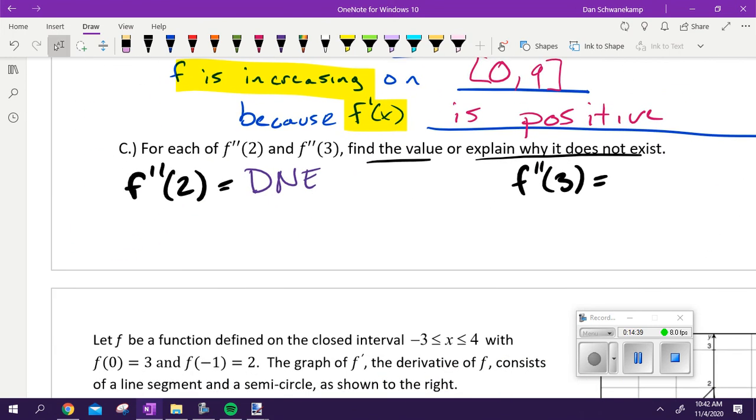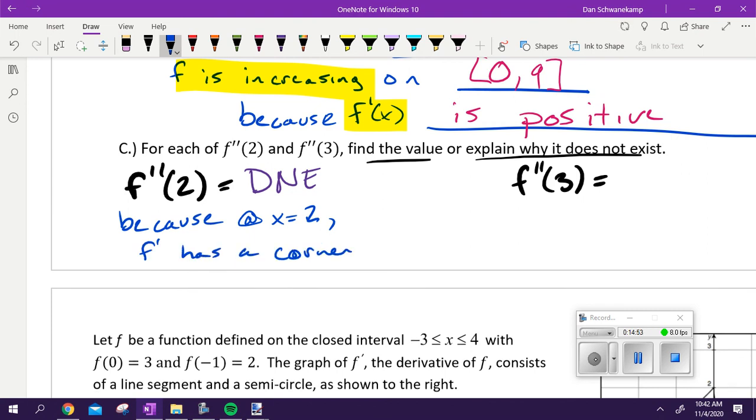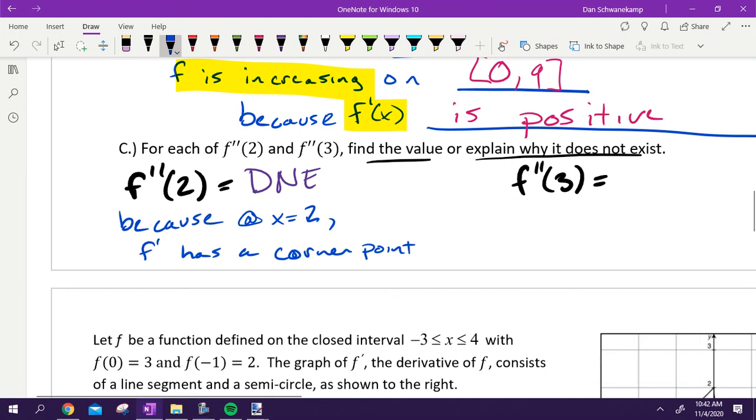F double prime at 2 does not exist because at x equals 2, F prime has a corner point. Nothing fancy about that answer. I'm just saying F prime has a corner point at 2. However you want to say that is perfectly fine, but something along the lines that I've got a corner point. And that's a great justification. That's all you got to say.